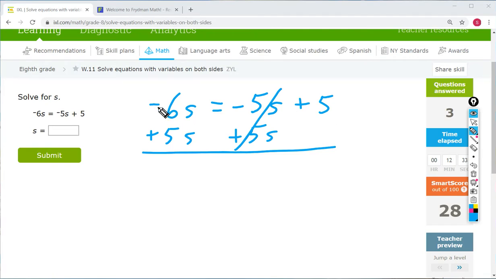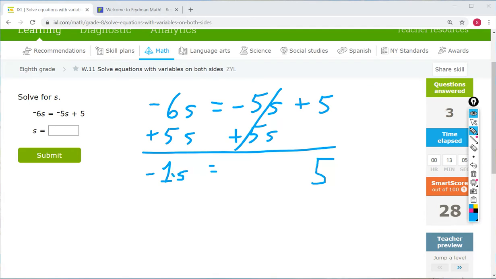Here I have -6 plus 5. So different symbols subtract. 6 minus 5 is 1, and keep the symbol of the larger number. 6 is bigger than 5. It had a negative in front of it, so we'll put a negative over here. So I'm going to have -1s on this side equal, that's an s, not a 5. These are all s's, equals 5 on this side.